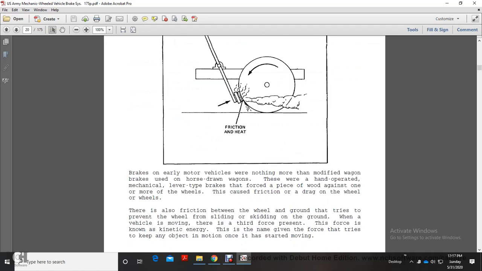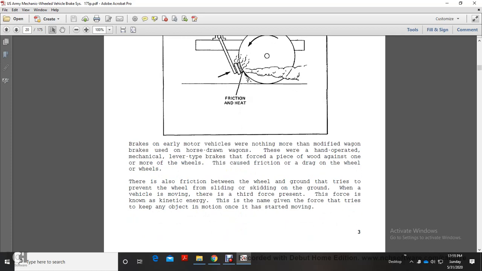These were hand-operated mechanical lever-type brakes that forced a piece of wood against one or more of the wheels. This causes friction drag on the wheels. There is also friction between the wheels and the ground that tries to prevent the wheel from skidding on the ground. When the vehicle is moving, a third force is present. The force is known as kinetic energy, the name given to the force that tries to keep an object in motion.